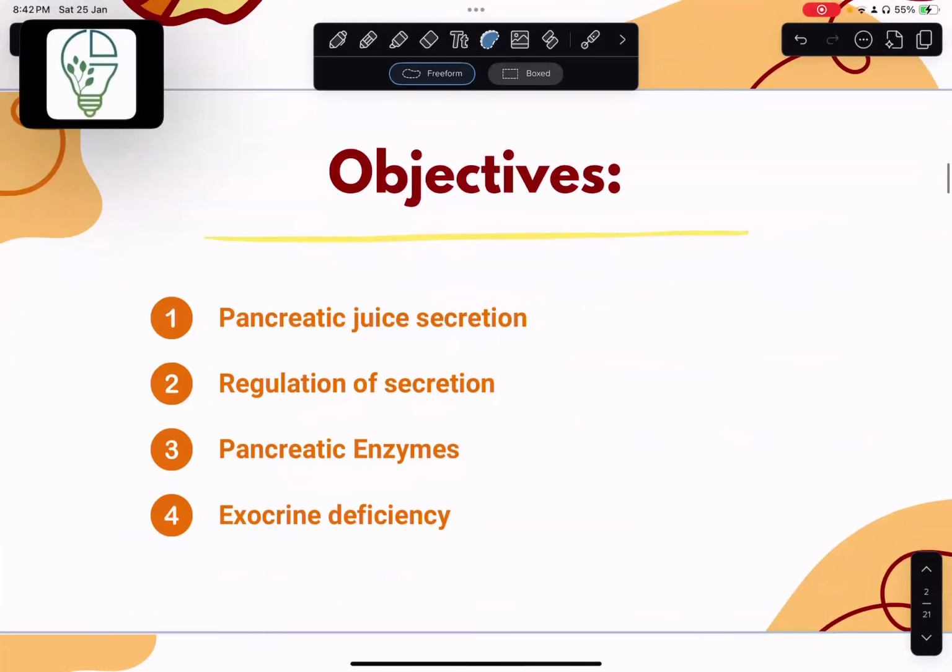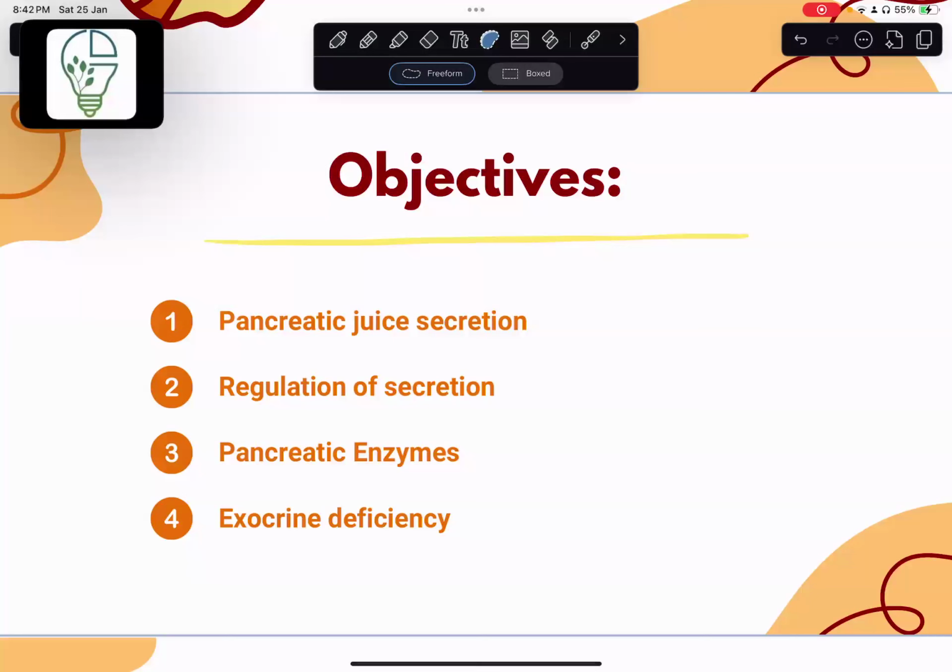The objectives we will discuss are the pancreatic juice secretions, the composition, the regulation, what the enzymes are, and any exocrine deficiencies or diseases.